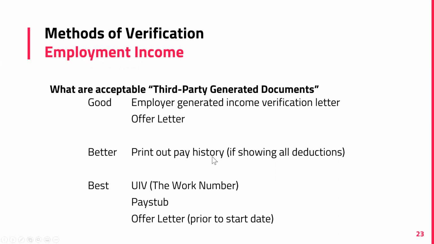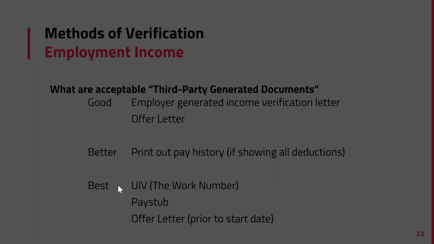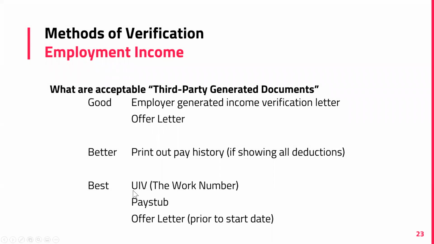Then we have better, which is things like the printout pay history. We actually would prefer the full stub, like a whole stub itself. But the better would be we get the printout pay history as long as it shows all the deductions and shows detail. Oops, I apologize. The best is things like the UIV, upfront income verification, The Work Number, Verify.com, the pay stub, and then if they have not started their employment, the offer letter would be the best method to use with that.